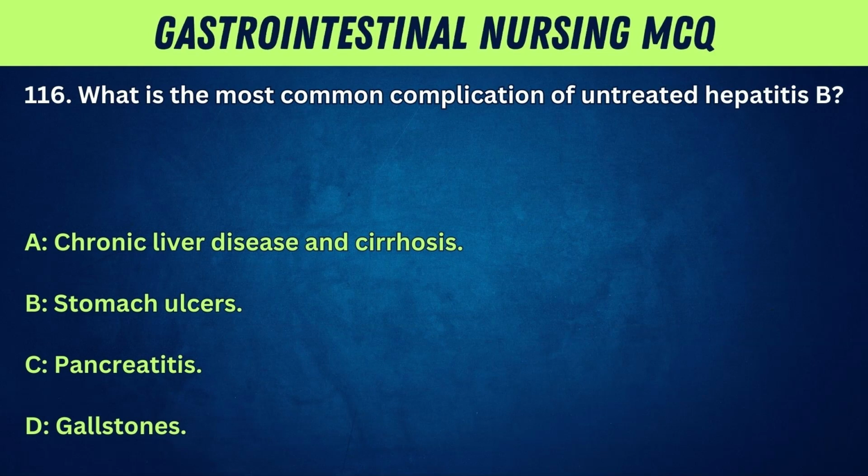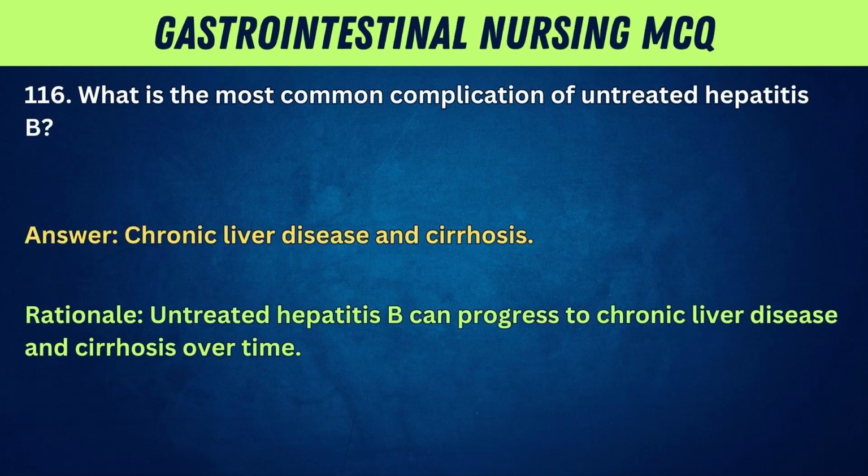116. What is the most common complication of untreated hepatitis B? A. Chronic liver disease and cirrhosis. B. Stomach ulcers. C. Pancreatitis. D. Gallstones. Answer: chronic liver disease and cirrhosis. Rationale: untreated hepatitis B can progress to chronic liver disease and cirrhosis over time.